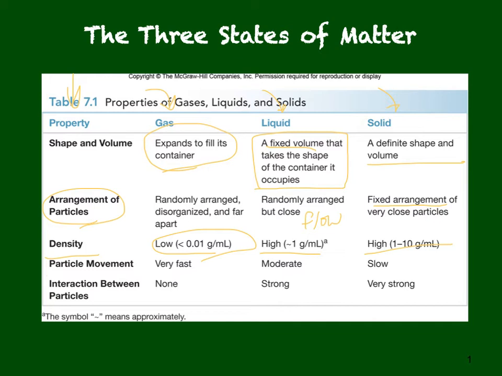Now, the interaction between particles. Now, this is in an ideal situation. In a solid, the interaction is very strong because the particles are held together in a three-dimensional arrangement. In a liquid, there is still strong interaction. The particles are close together. They flow past each other. It's kind of like being in a crowded subway station. You're going to be jostling past people as you move.